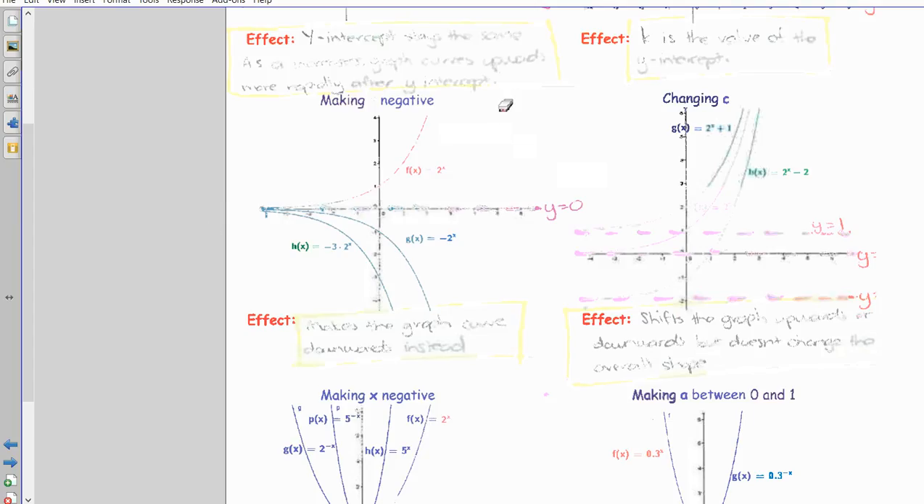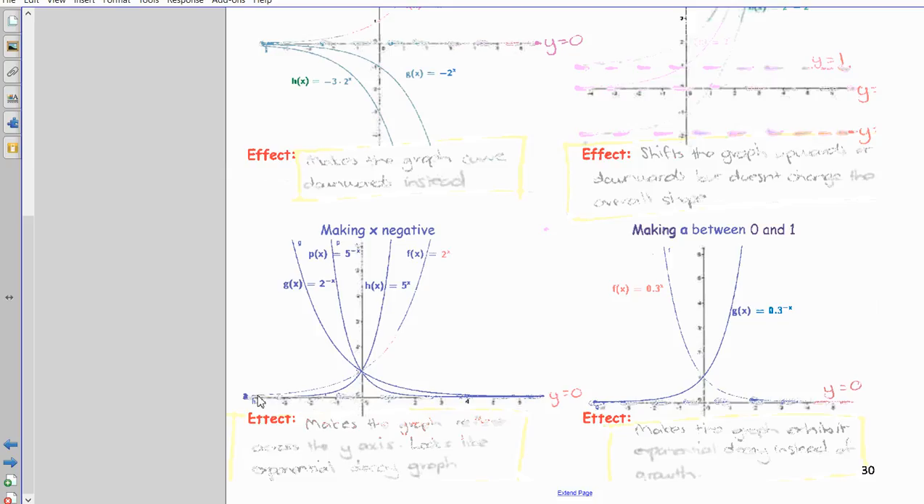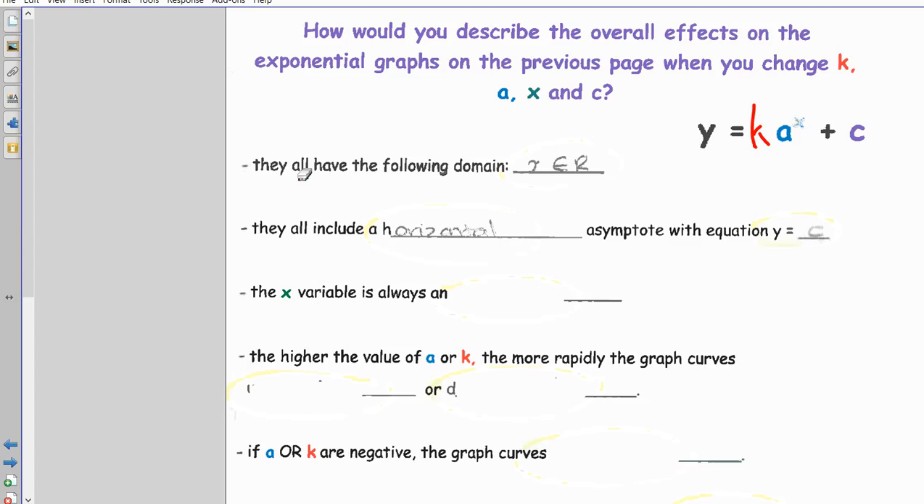Whereas for these ones, the value of c has shifted everything up. So for this one, 2^x + 1, the asymptote that used to be at 0 has now moved up to y = 1. And for this one, 2^x − 2, the asymptote has shifted down to y = −2, and y = 0 for the regular one. So they all have horizontal asymptotes with equations y = c.